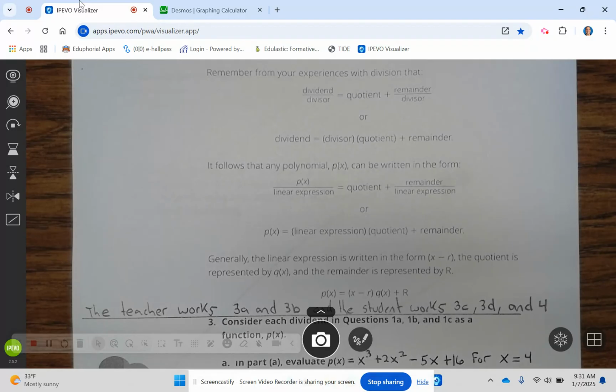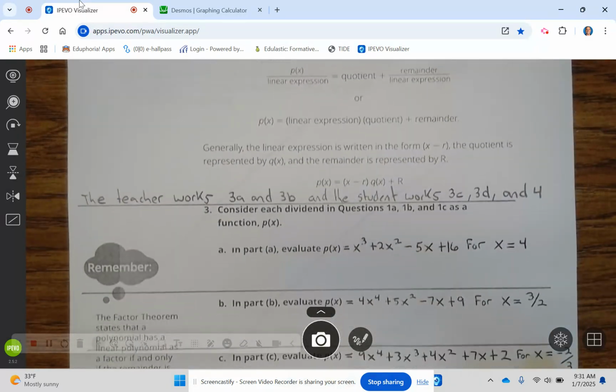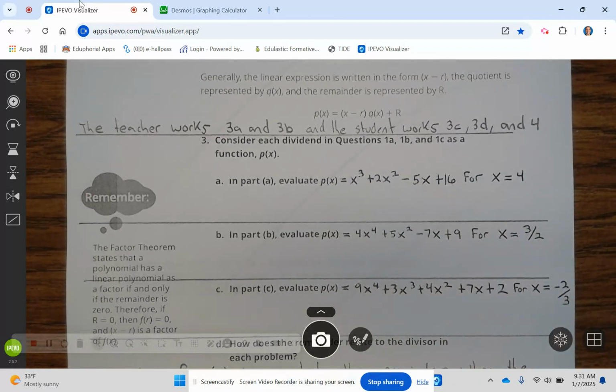Generally, the linear expression is written in the form of x minus r. The quotient is represented by q of x, and the remainder is represented by r. The teacher works 3a and 3b, and the student works 3c, 3d, and 4.